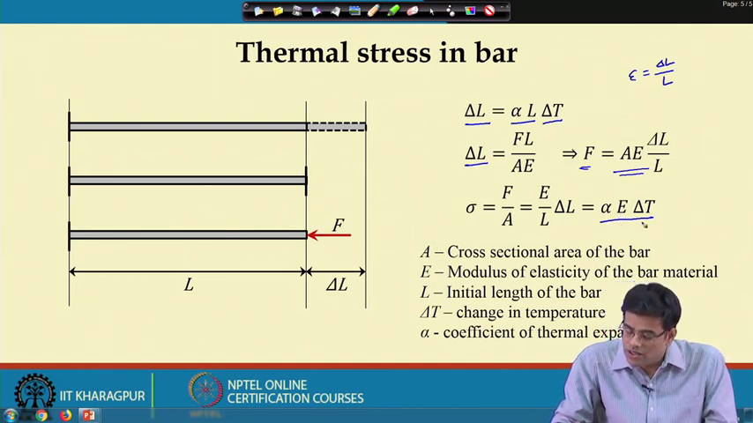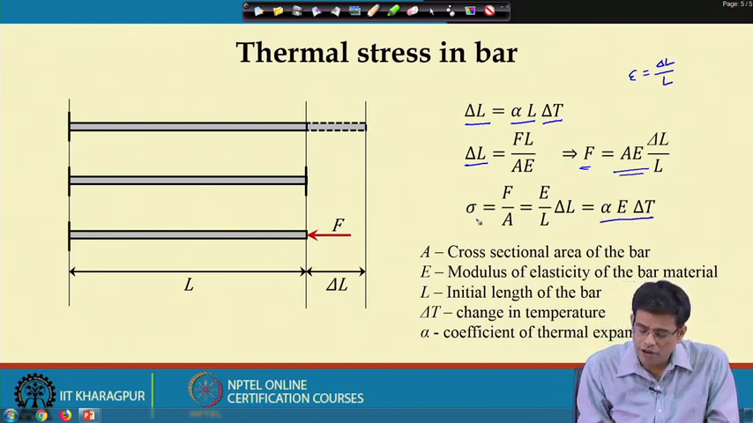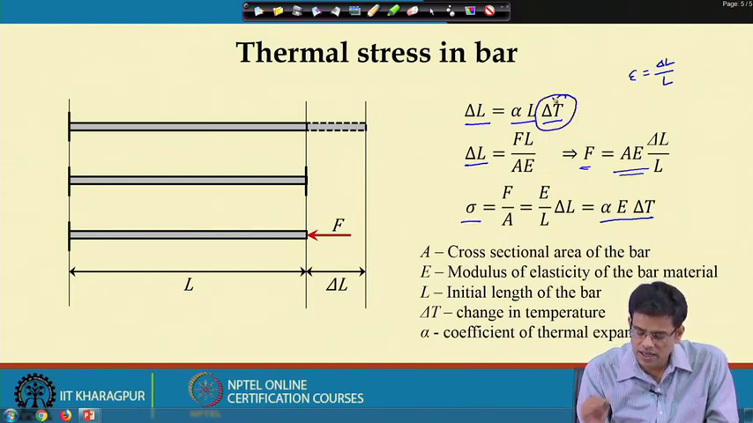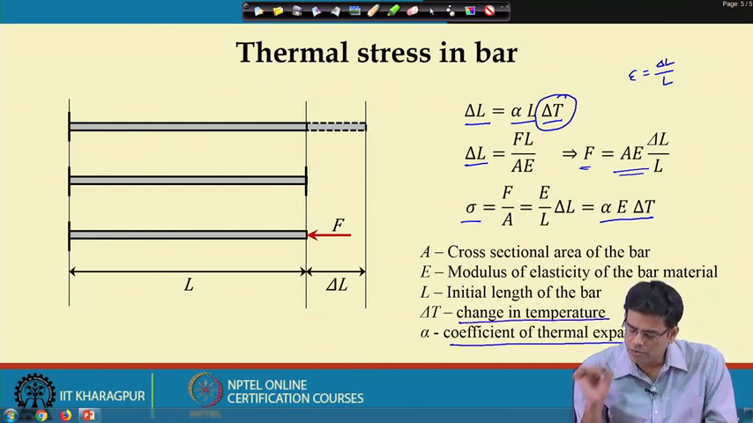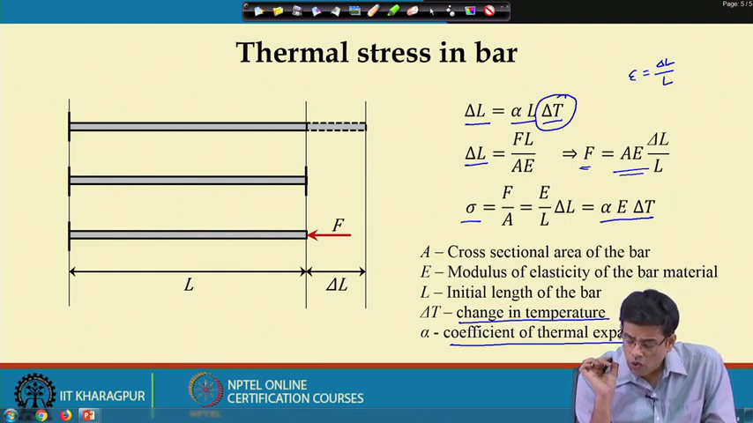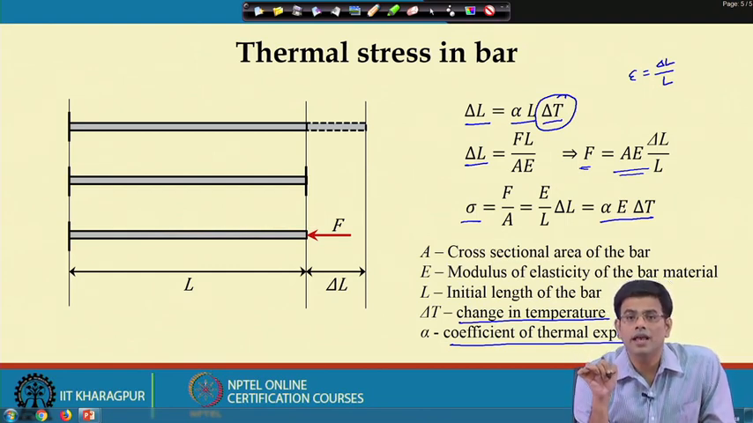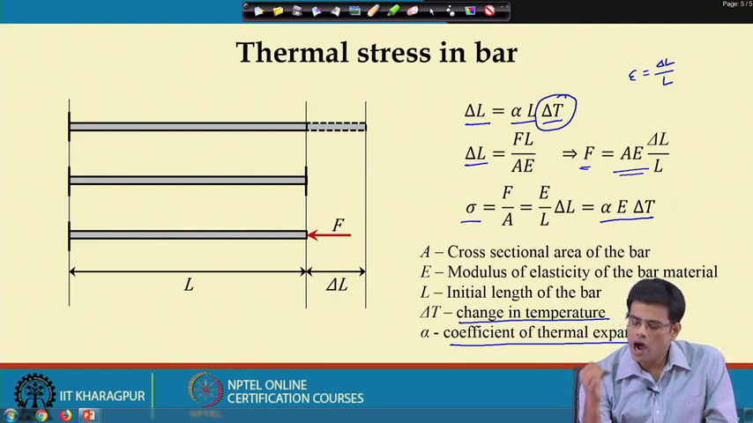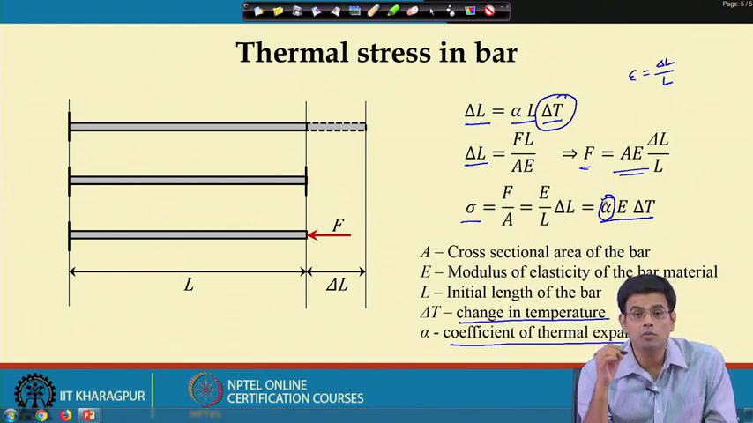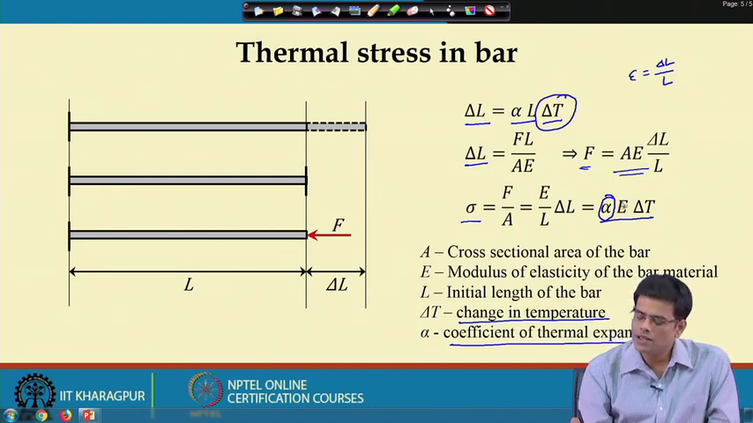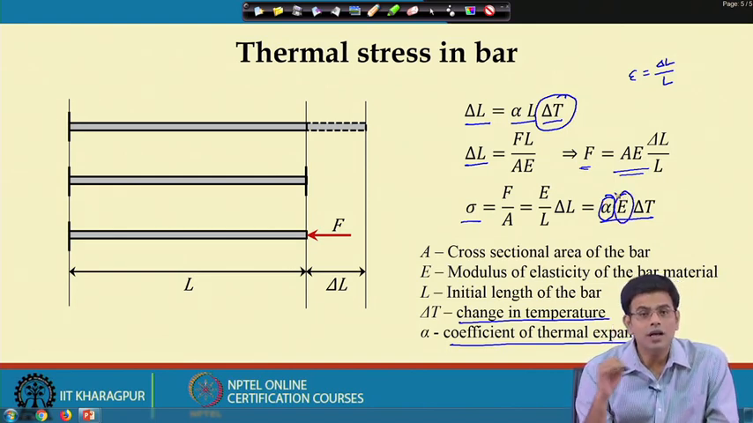So, that is how the response of an elastic body is due to change in temperature. What is this delta T? Delta T is the change in temperature and alpha is the coefficient of thermal expansion. Now it is important: this simple example shows us how stress is actually related with the thermal coefficients, the thermal property of a material, as well as the elastic property of the material.